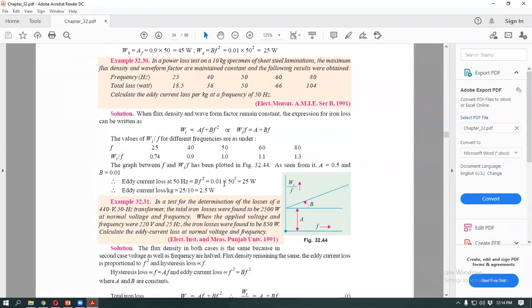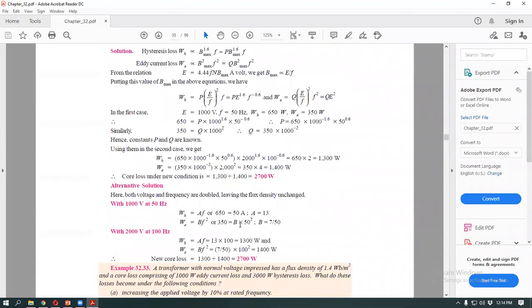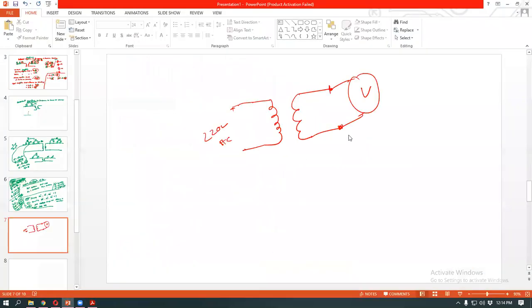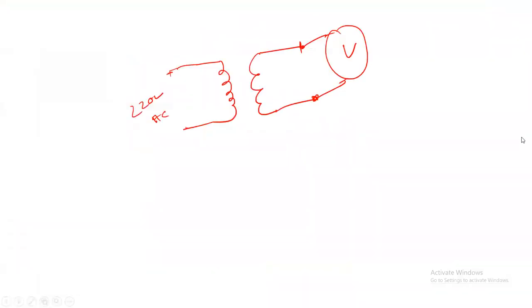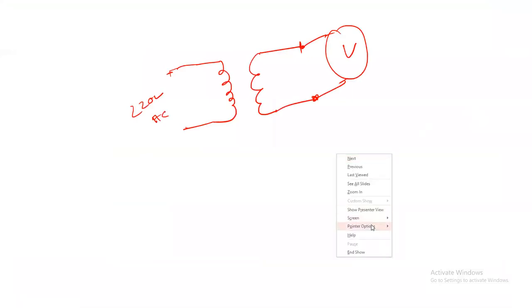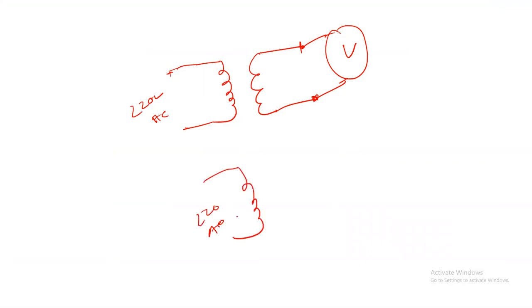So another test is the short circuit test. Short circuit test means this primary part is the open, but now this 220 supply, suppose this is the supply, and this is your secondary part, but this secondary part is just shorted.